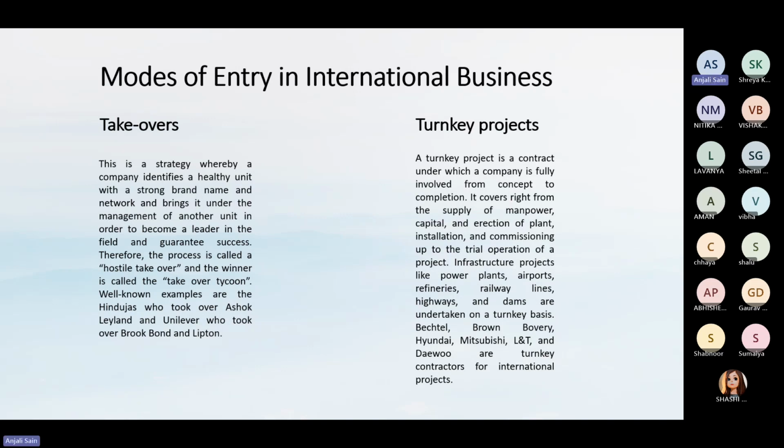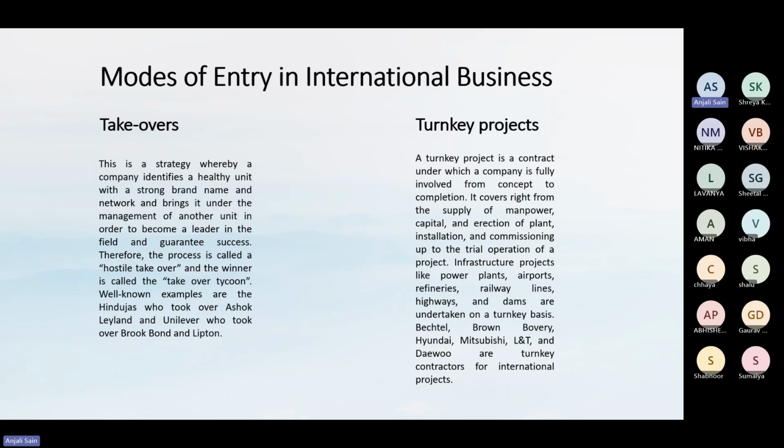Well-known examples are the Hindujas who took over Ashok Leyland and Unilever who took over Brooke Bond and Lipton. मतलब मैं क्या कर रही हूँ, if I am company A and I am a very big company, Unilever is an FMCG company, ठीक है, उसने identify करा these two products are doing very good in the market, तो मैंने क्या किया, उन दोनों प्रोडक्ट की कंपनी को ही बाय कर लिया. These are the takeover techniques.